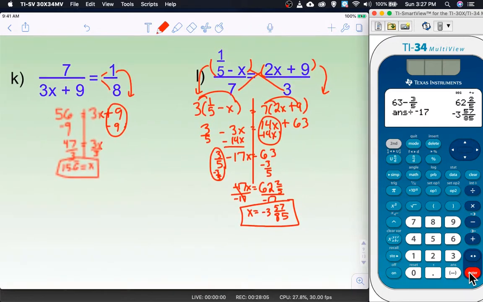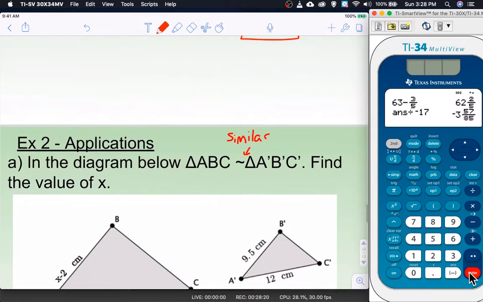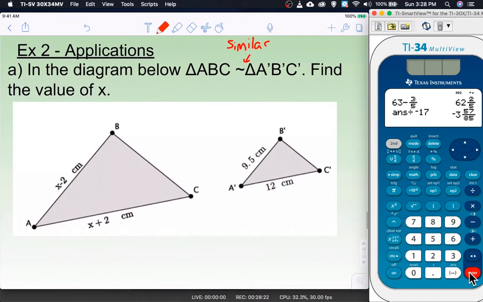All right, so that skill was all about just cross multiplying. If I gave you a proportion and I said find x, that's what we've learned to do. Now the next skill is, well, the problem solving part of it. Once you know how to find x, how can we use that to solve other problems?